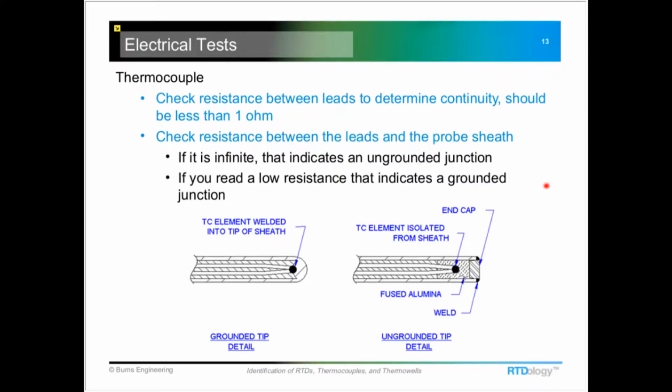The next test would be to determine if it's a grounded junction or ungrounded. In the grounded junctions, you're going to get continuity between the sheath of the probe and both of the lead wires, because this junction is actually welded right into the sheath of the probe. And that's an important thing to know when you're specifying a replacement thermocouple. That's something you should pass along to the manufacturer when you're requesting a replacement probe. If it's ungrounded, you're not going to get any kind of continuity between the lead wires and any part of the probe sheath.